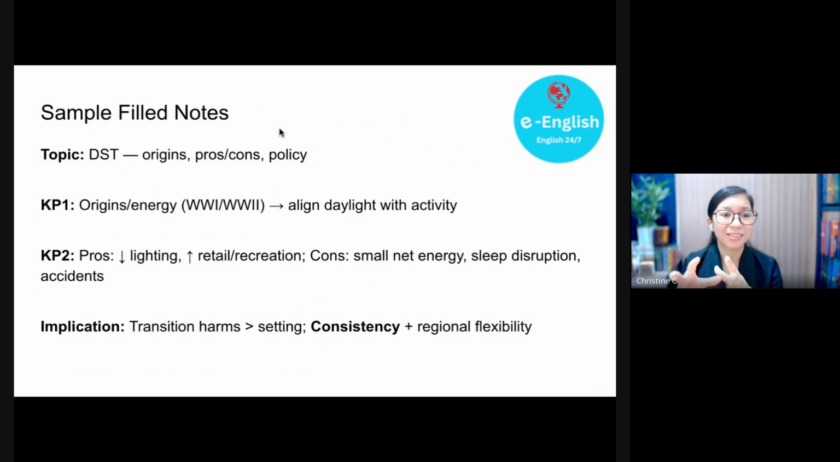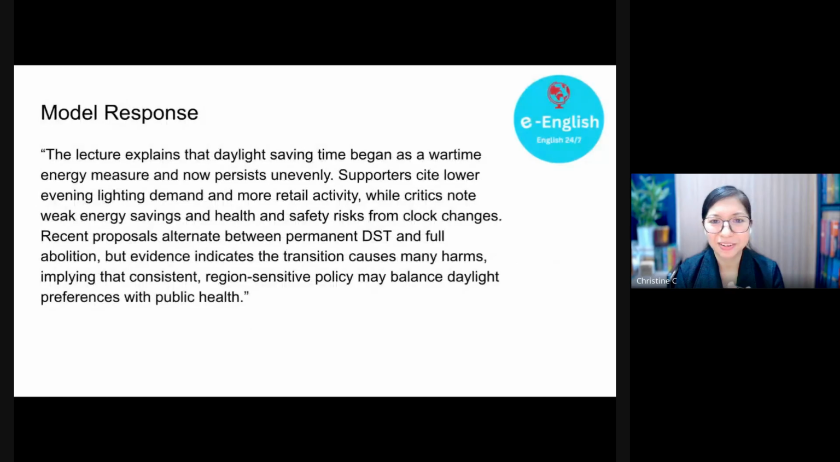So, from these notes, let's read a sample summary. Okay, well, who would like to read it? Would you like to read the model response, please, Richard?